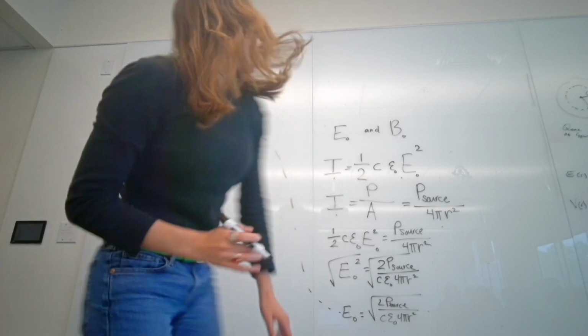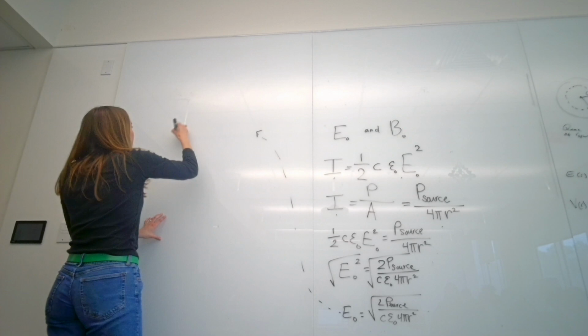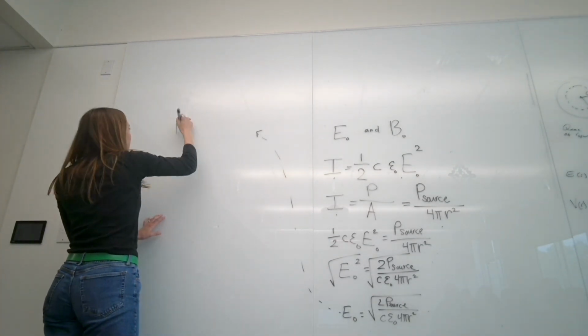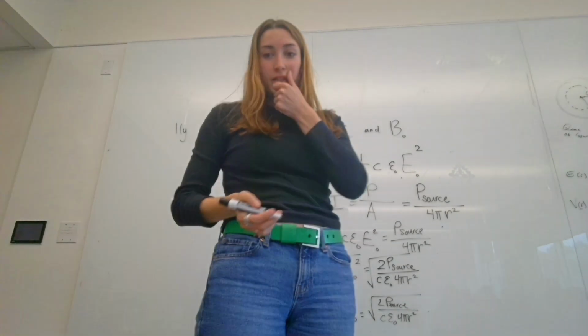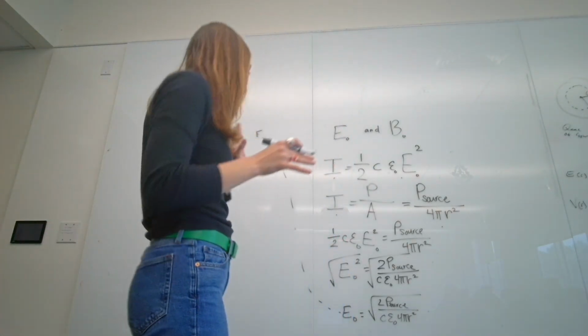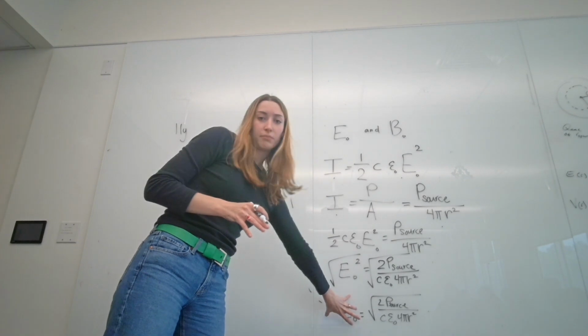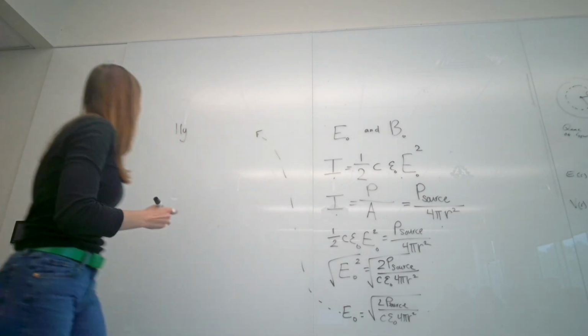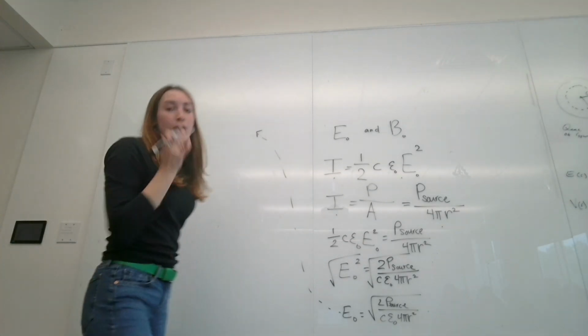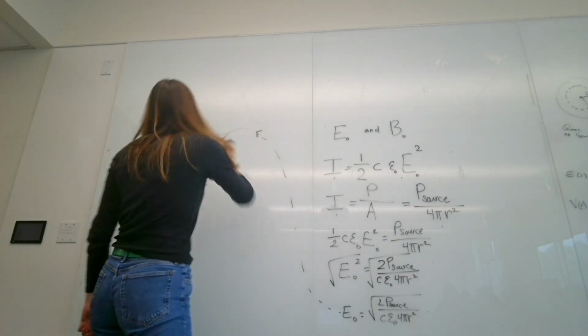Okay, so 1 light year. We want to convert light years to meters in order to have everything in SI units when we plug into this equation here, because this equation assumes all SI units. So how do we do that? Well, we're given a conversion factor.